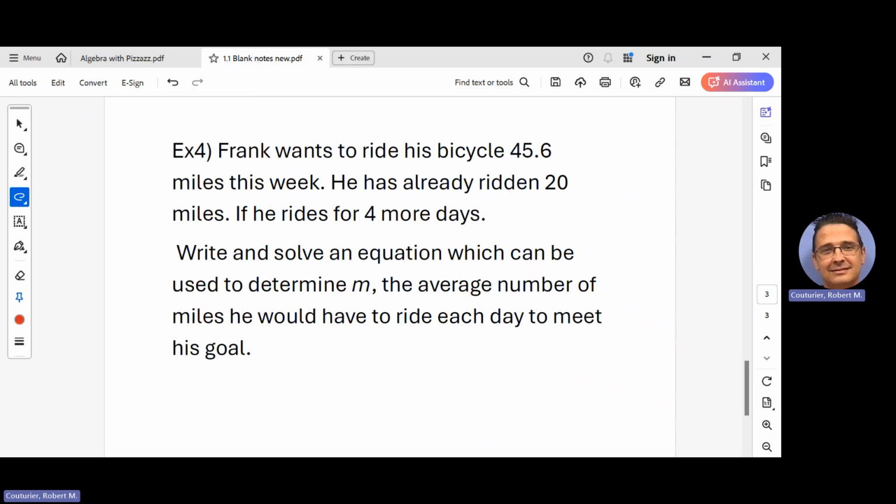Last one is about Frank, this guy just riding his bicycle. He's supposed to ride his bicycle 45.6 miles in a week, and he has already ridden 20 miles. And he wants to ride 4 more days. So we've got to figure this out. So we know he's going in total 45.6 miles. Right? He's already gone 20 miles. And to this, he's riding 4 more days. But we have no idea how many miles that needs to be. So they say use m. Great.